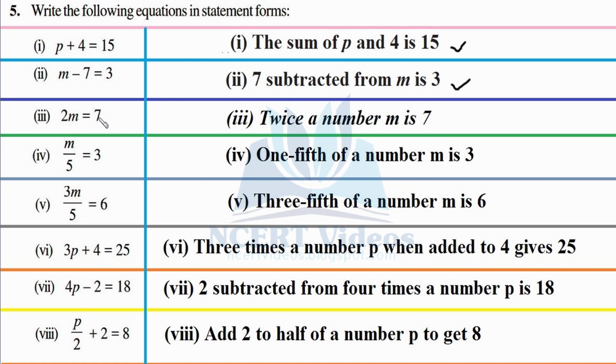It is simple. Twice of m is 7. Twice of number m is 7. Now what is happening here? Division. So 1/5. If nothing is written with anything, you can consider it as 1. So 1/5 of m is 3, or you can also say 1/5 of a number m gives you 3. Both will be same. Now it is 3/5 of m, because 3 by 5 is getting multiplied with m. So 3/5 of a number m is 6.